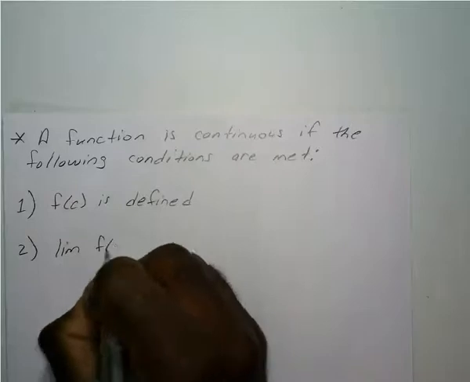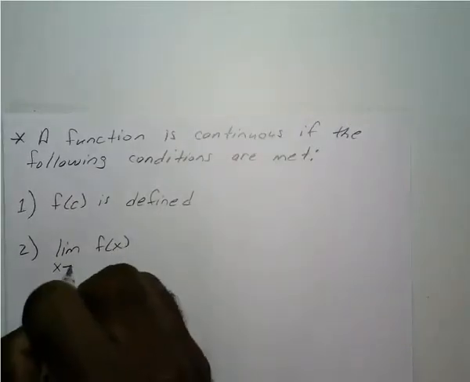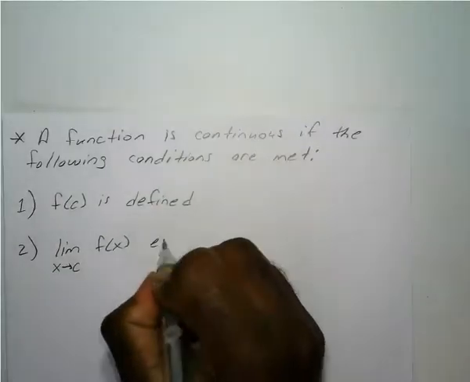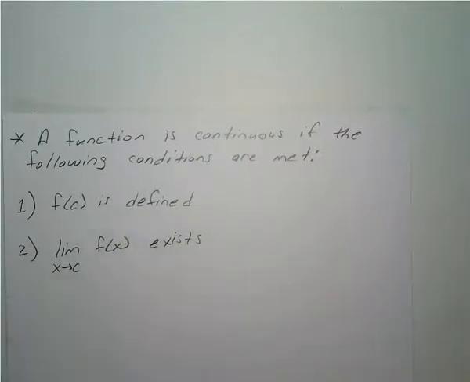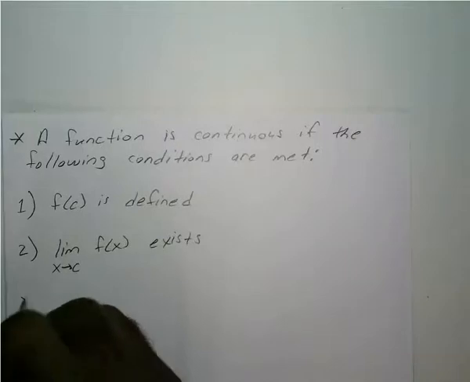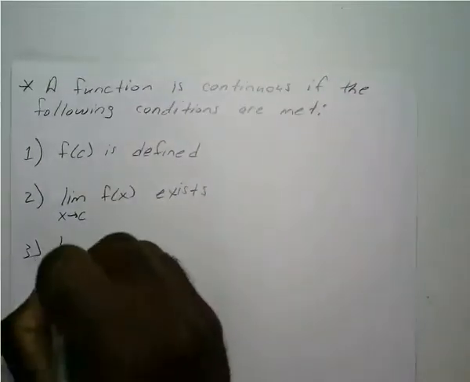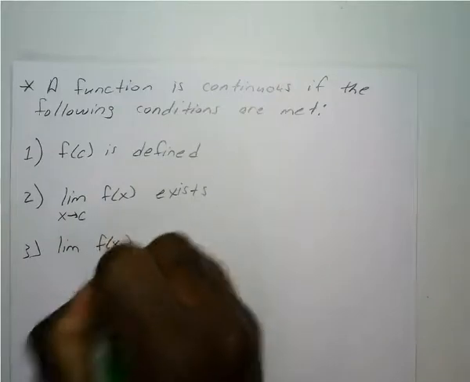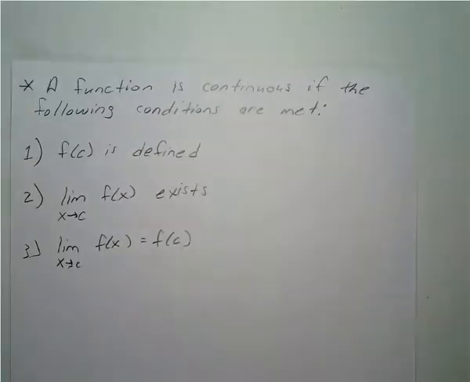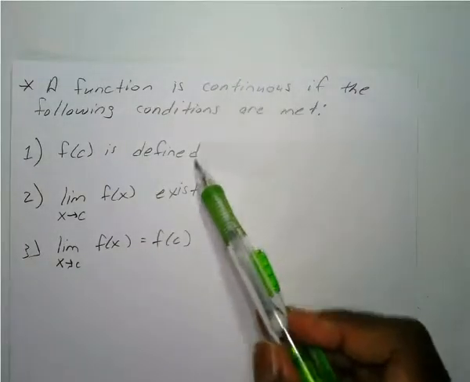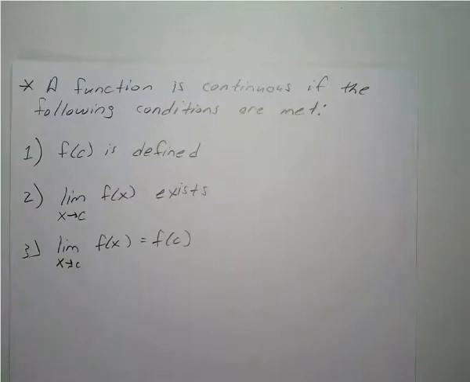Okay, so two, the limit of your function as x approaches c exists. Remember, for that limit to exist, it has to have the same limit from the left and the right approaching c. And the third condition, the limit of f of x as x approaches c equals f of c. All right, so we're going to give a visual of each one of those conditions not being met.